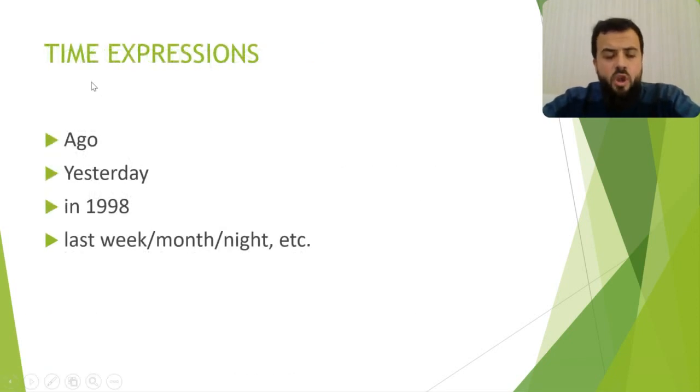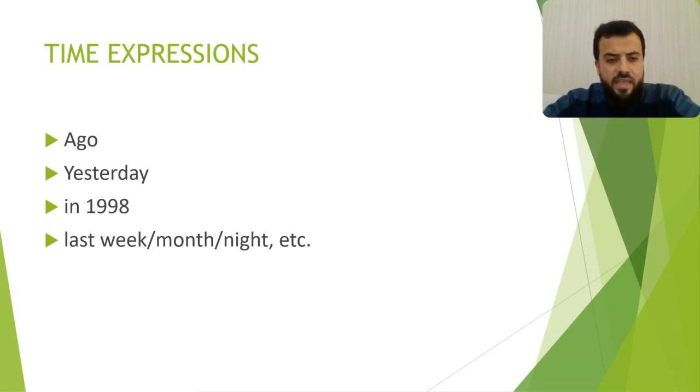Now, these are some common time expressions that we usually use with the past simple. We have ago, and we can use this in the beginning or at the end. 3 days ago, I went on a picnic. I went on a picnic 3 days ago. Yesterday, yesterday I slept early. I slept early yesterday. Both of them are correct.